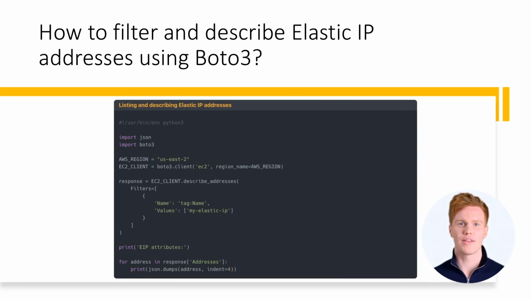To list and describe elastic IP addresses, you can use the describe addresses method of the EC2 client, which allows you to specify filters to search EIPs by various conditions including AWS tag, EC2 instance ID, network interface ID, and many others. Check out the official Boto3 documentation for all possible filtering options. In our case, we're getting all available information about elastic IP, which has the AWS tag name and it is equal to my elastic IP.